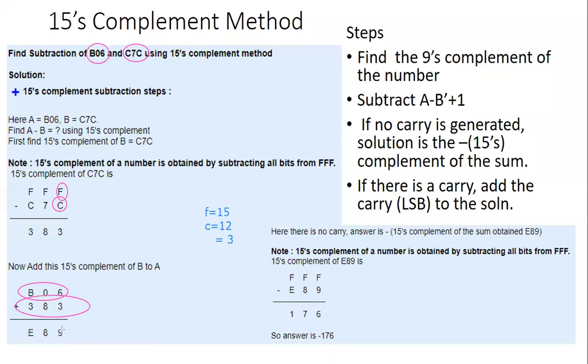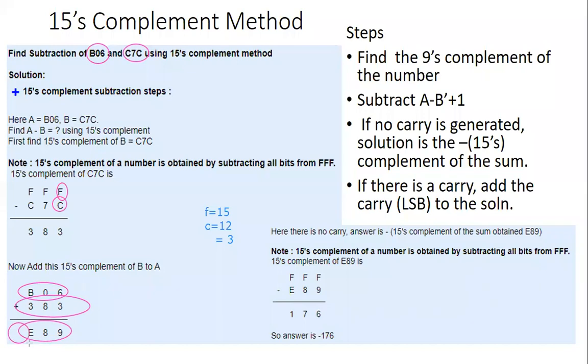6 plus 3 is 9. 8. Again B plus 3. After B I have D, B, C, D, E. You have to use the counting format of the hexadecimal notation. So after B I have C, after C, D and E. B plus 3 will be equal to E. E89. Now what is the important step?